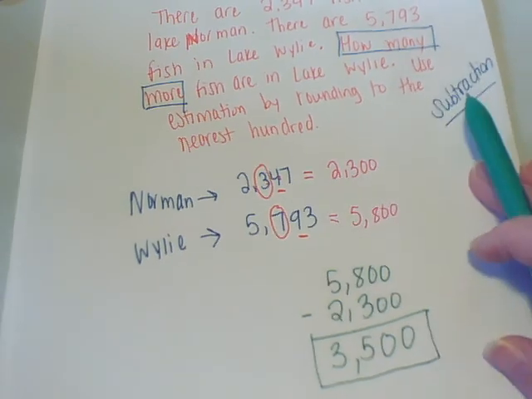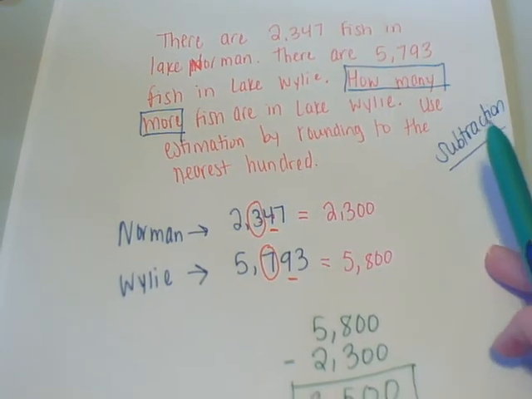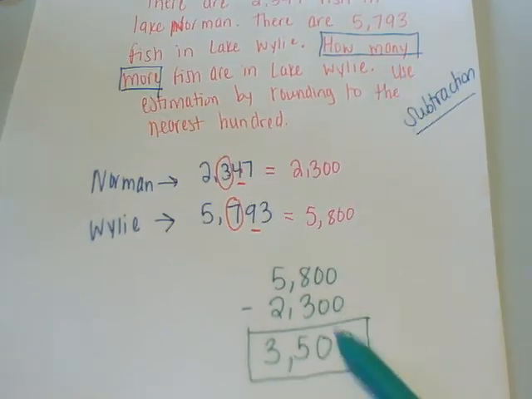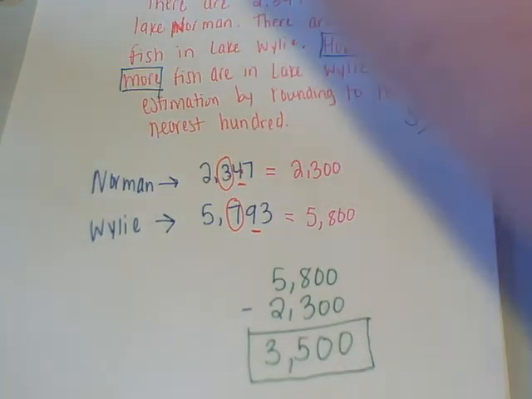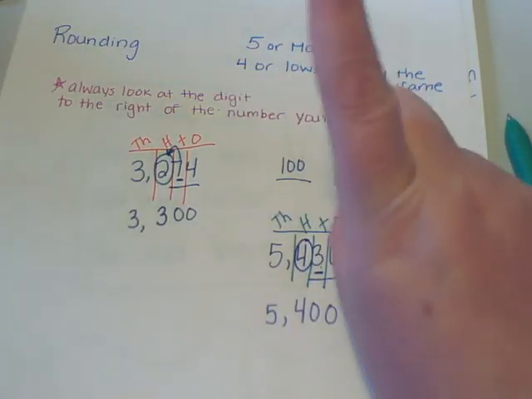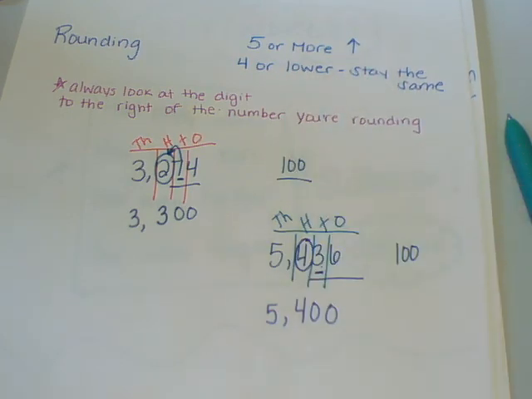Okay? So in order to do this, you had to figure out the keywords, you had to use rounding for estimation, then you had to subtract. But the important thing to remember is how we round. 5 or more, it goes up. 4 or lower, it stays the same.